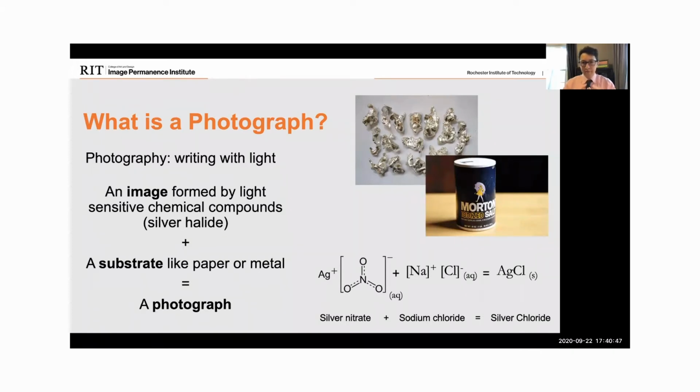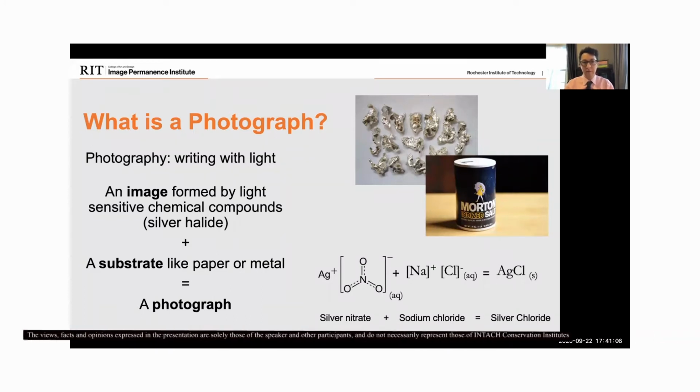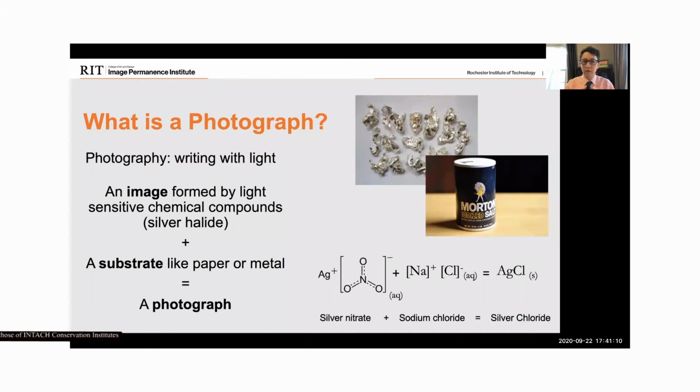Our pure and traditional definition is that a photograph is an image formed using light-sensitive chemical compounds on a substrate. Light-sensitive chemical compounds can be silver-based, silver halides, or silver salts. We also have iron-based processes and chromium-based processes. And of course, that has to be on something, on a substrate of some sort.